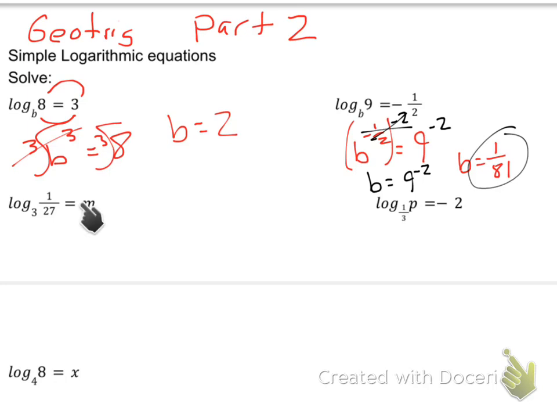So, next problem. Do the old switcheroo again: 3 to the m equals 1 over 27. If you notice, 3 is a whole number, and 1 over 27 ends up being a fraction. Therefore, the power on 3 is going to be negative, so you know that m is going to be a negative. Then the next question I'd ask myself is, 3 to what power is 27? I'm hoping everybody would say it's 3. And so 3 to the negative 3 power is 1 over 27.